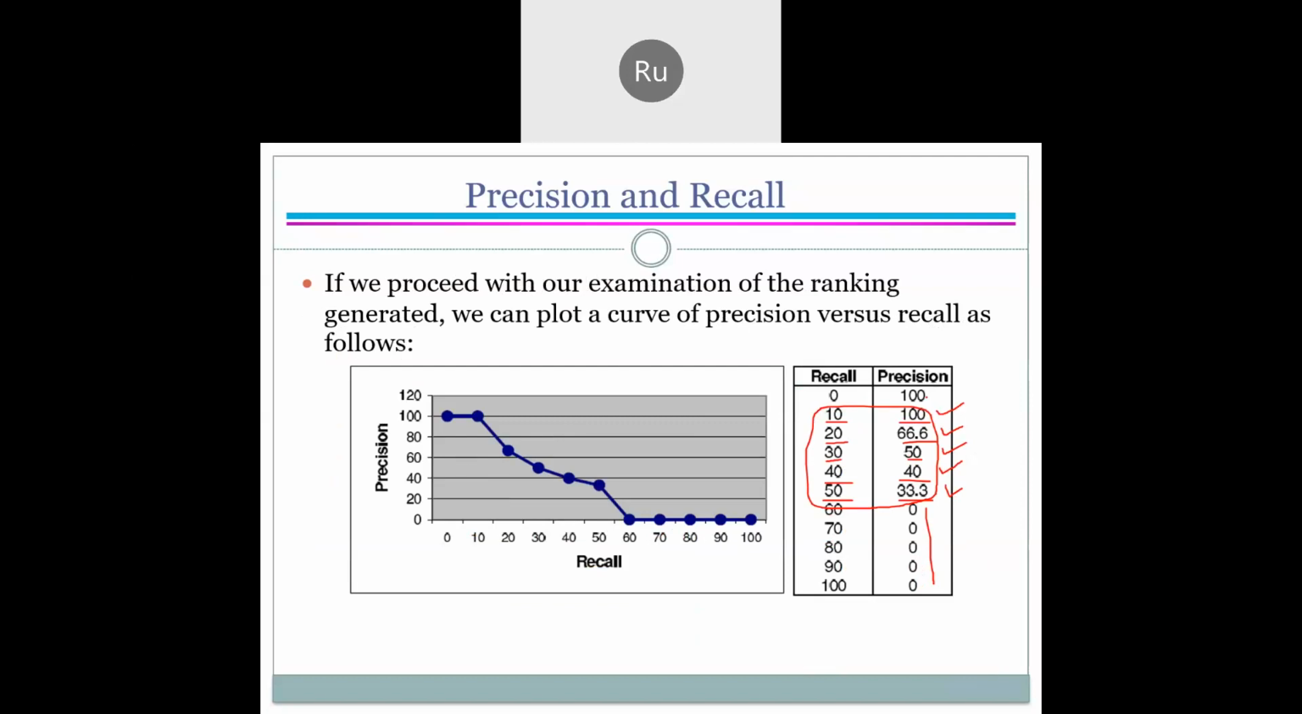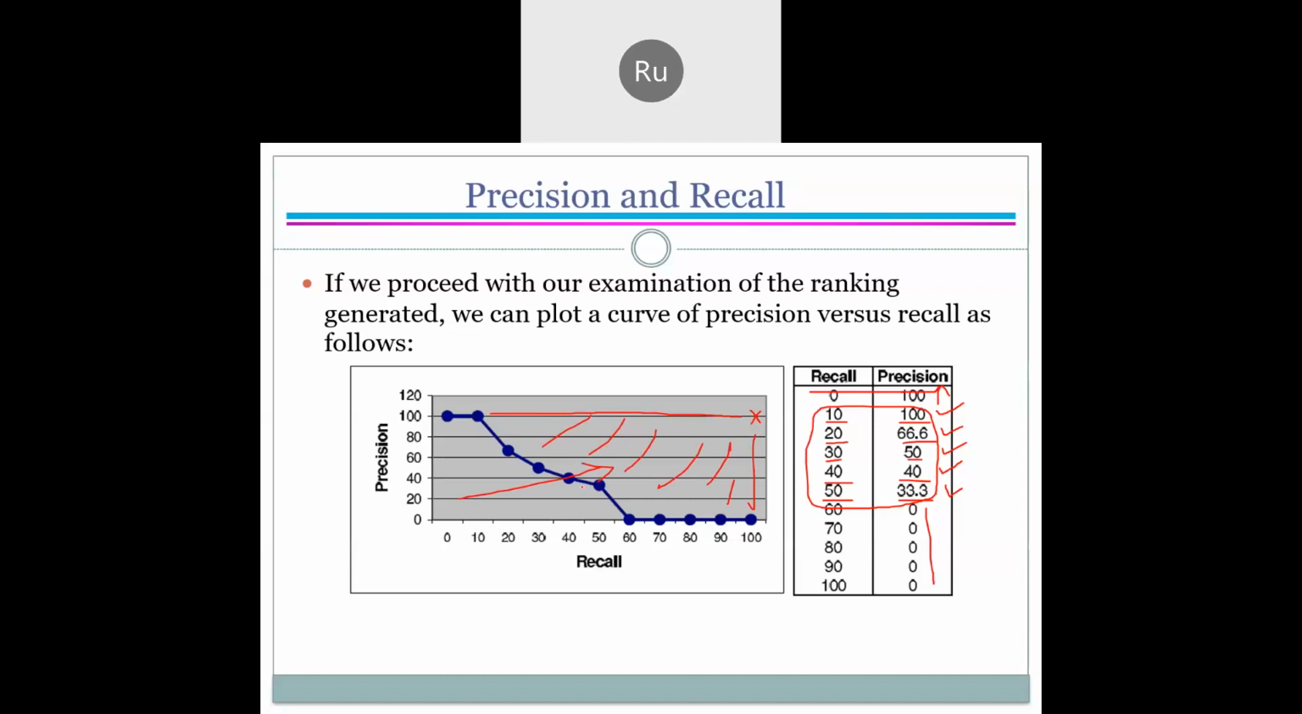So to make the graph nice, normally we copy the 100 here upwards. Okay. So we plot the recall versus precision curve, and this is what we get. The idea is to have maximum precision 100 and recall 100. So our idea is to cover as much area as possible here. We want to maximize this curve to cover more area.